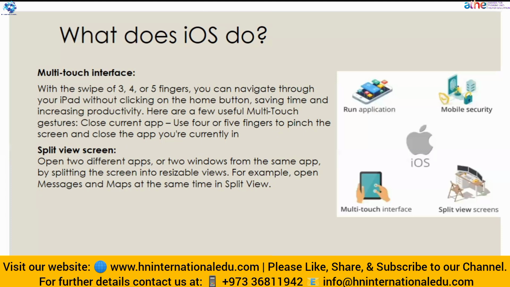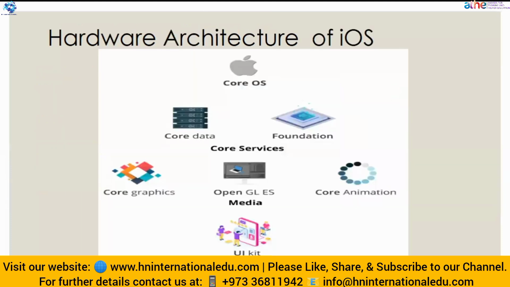Next one is split view screen. Open two different apps or two windows from the same app by splitting the screen into resizable views. For example, open Messages and Maps at the same time in split view. So here you can see split view screens. On a mobile phone you have only one screen, but once you open two applications, it will give you a view in which you can see both application screens at the same time on your iOS mobile devices.